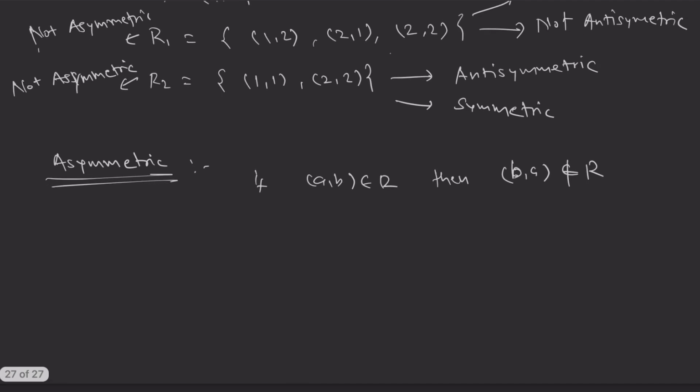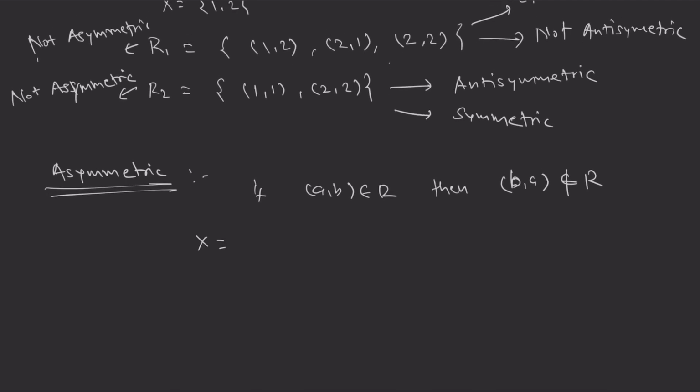Let's define a relation which is asymmetric. Now this is asymmetric. Why? Because 1 comma 2 is there, but 2 comma 1 is not there.